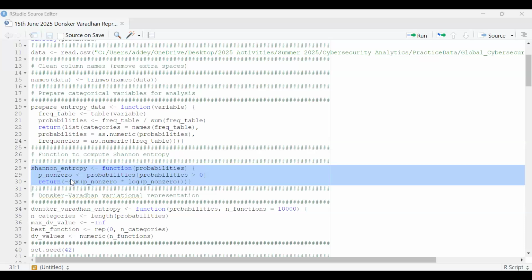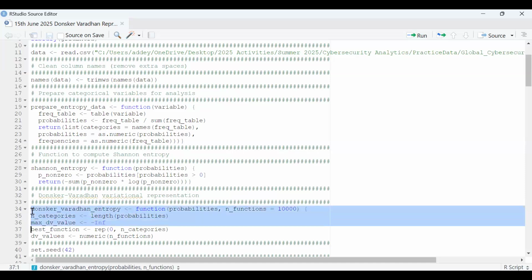And in line 29, I ensure that no probabilities of 0 would be in there. So I ensure that the probabilities are all greater than 0 because the Shannon entropy formula requires that I have the log of probabilities times the probabilities, because this is the summation over that. And we know that the log of 0 is undefined. So we don't want to have 0 probabilities in there. So that is what I do.